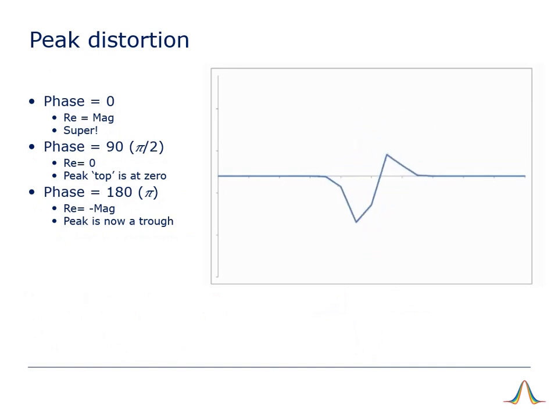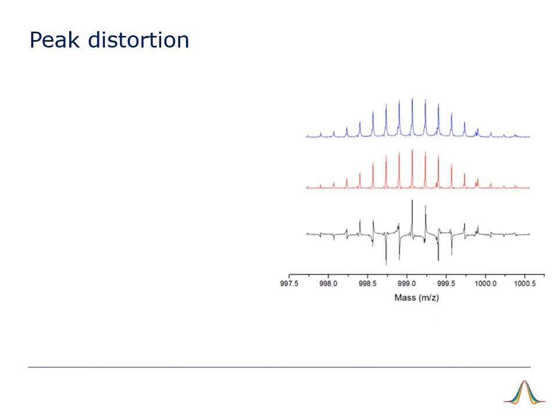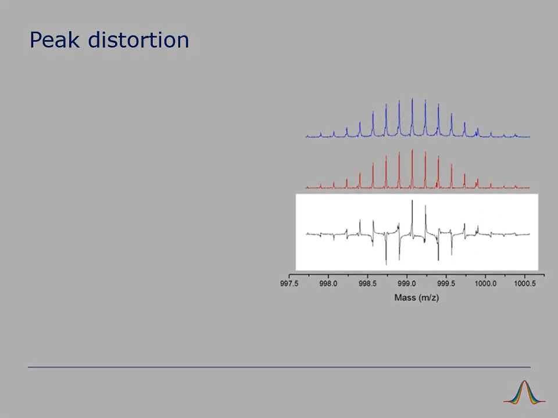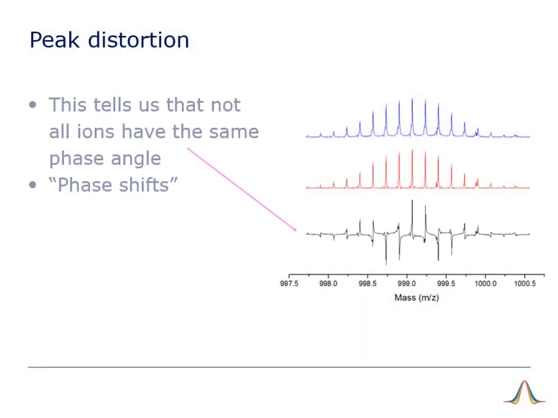Obviously, the phase angle of the ion signal is having a major effect on the absorption mode peak symmetry. If I sweep this phase angle through complete rotations, you can see how the absorption mode peak shape changes. So remember the distorted absorption mode spectrum, where some peaks were positive, but some were negative and many were somewhere in between. What this is telling us is that the signals from all the ions have different phase angles.